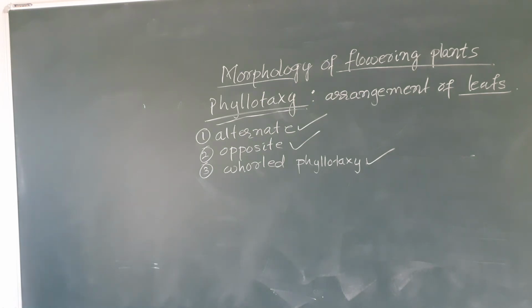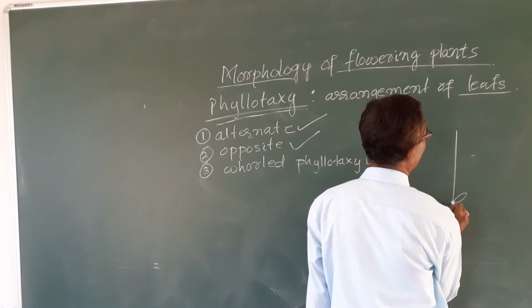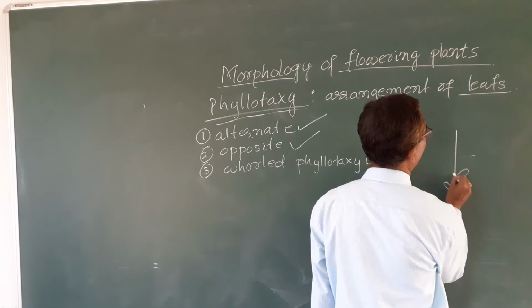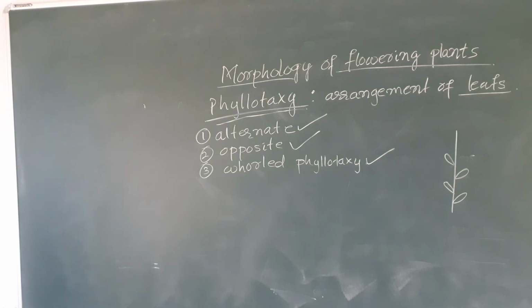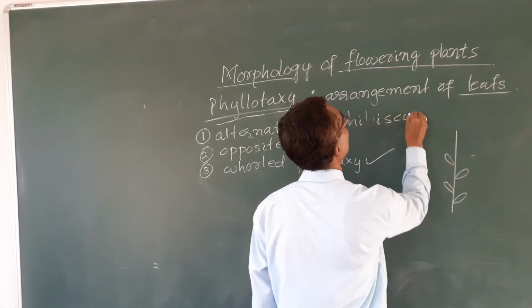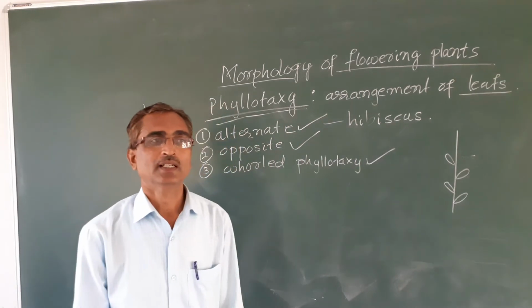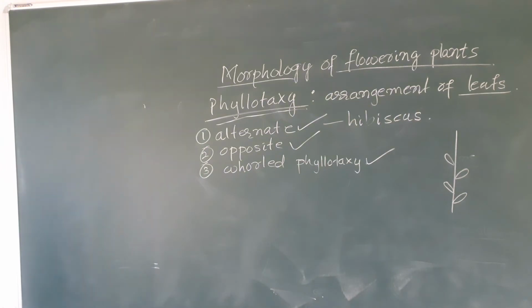In the case of alternate phyllotaxy, the leaves are arranged alternately, one at each node. An example for this is hibiscus. There you can see the leaves are arranged alternately at each node.